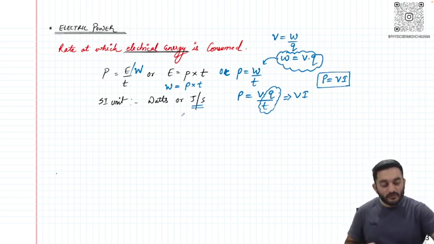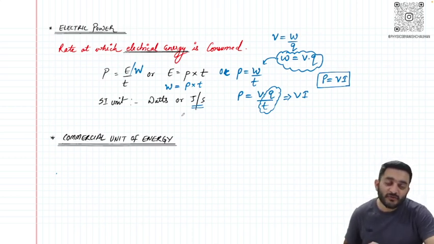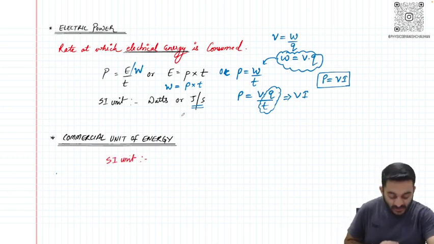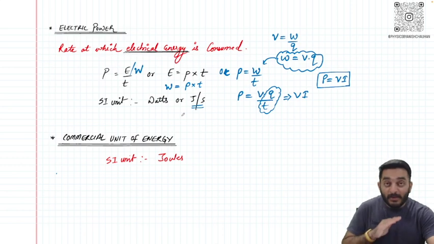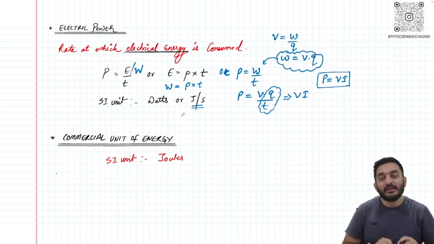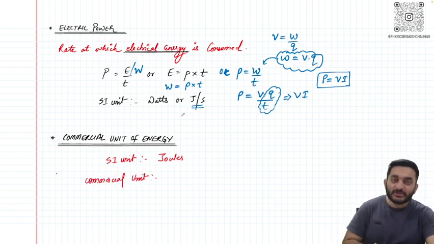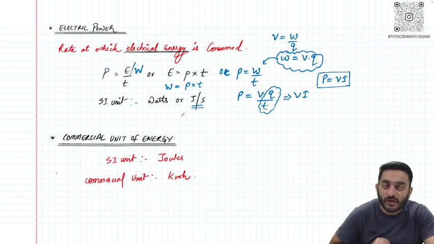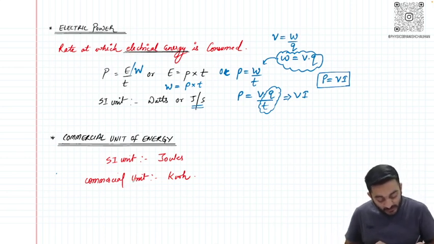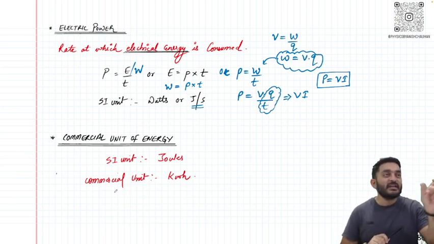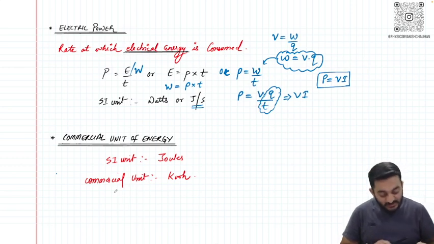Now when it comes to the commercial unit of energy, we need to understand that everybody gets an electricity bill at their home. They don't write some very complicated unit there, because the SI unit of energy is the joule, but in a commercial unit, if we write that value, it is going to be a huge value. So we have simplified that in commercial bills, the unit is taken as kilowatt hour. Suppose you get an electricity bill and it says 80 units, what does it mean? It means it is 80 kilowatt hour.